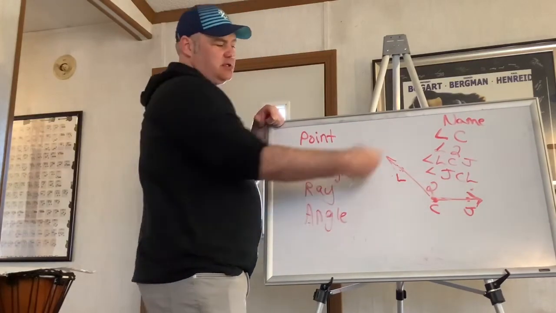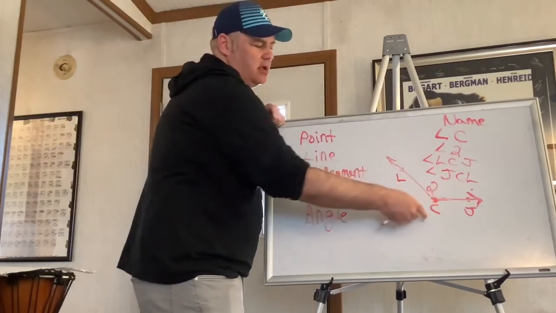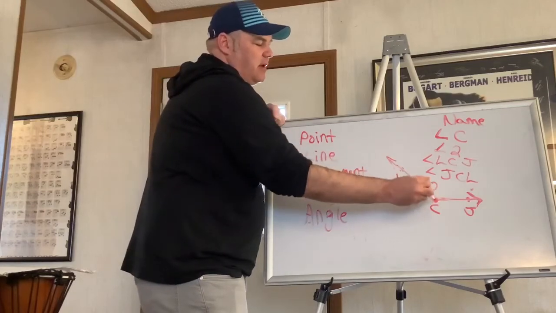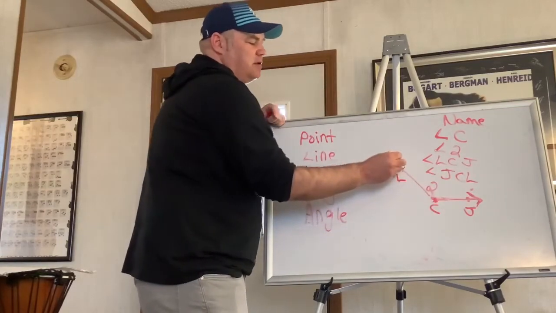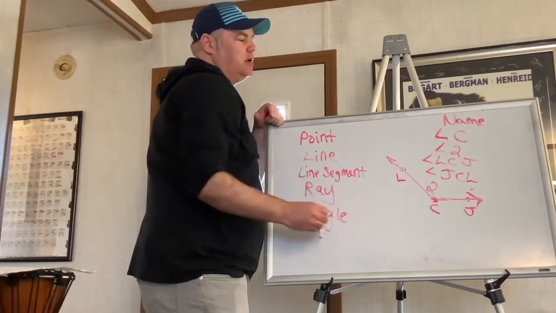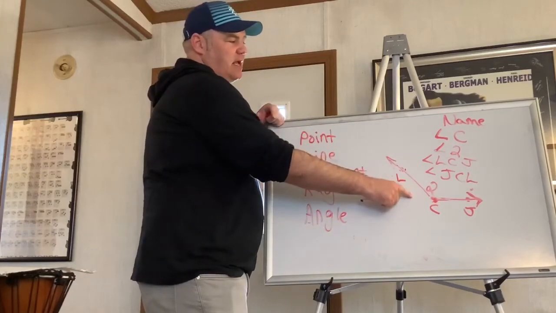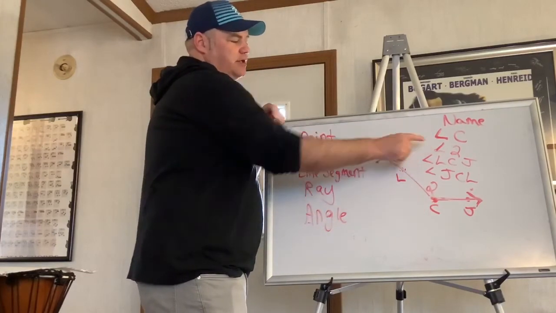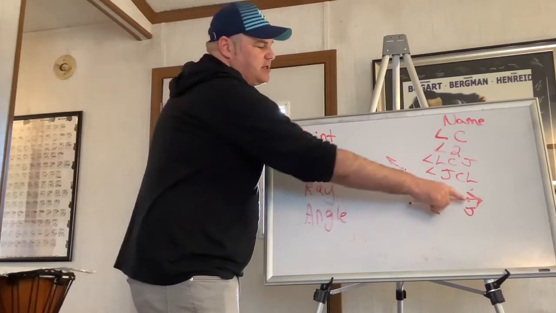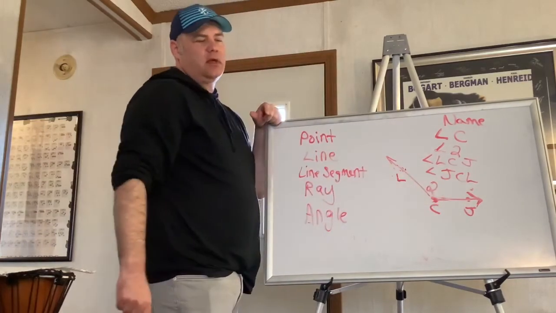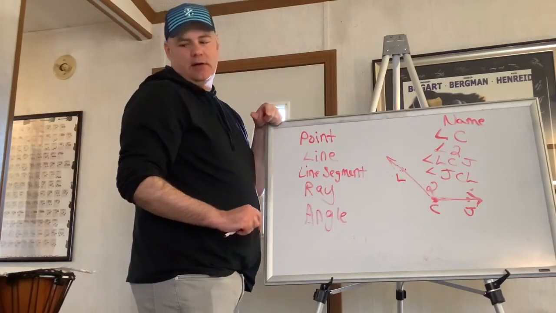What I can't do is just randomly say, oh, CLJ. Because CLJ would be going here and then turning and going this way, and you'd be referring to an angle up here. So those are the 4 ways you can name this angle: angle C, angle 2, angle LCJ, and angle JCL. Okay, so that's the 4 ways you can name that angle.